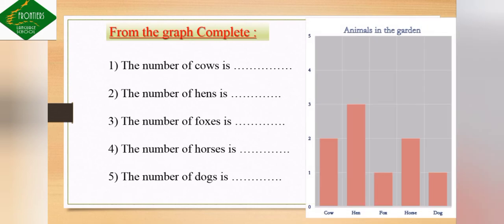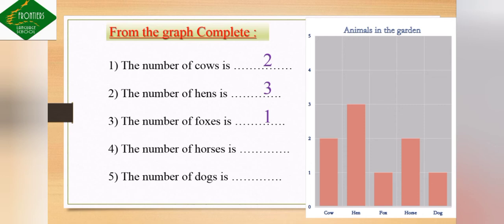Let's answer these questions about the bar graph we drew. What's the number of cows I have here? I colored 2 boxes, so I have 2 cows. And then what's the number of hens I have? I colored 3 boxes, so I have 3 hens. And then how many foxes do I have? The number of foxes is the number of boxes of the fox. So I have 1 box, so I have 1 fox.